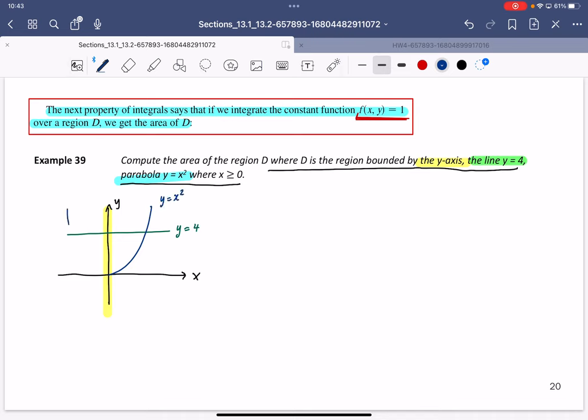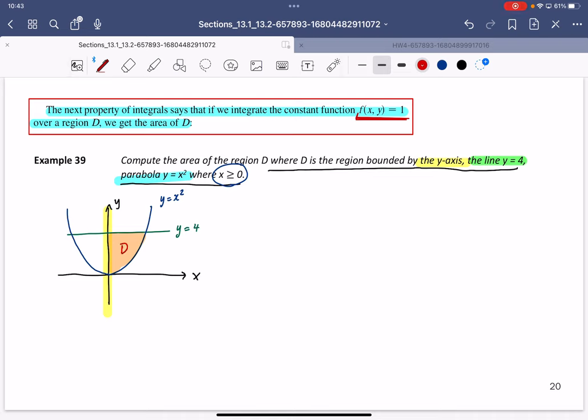Actually, you have y equal to x squared here on both sides, but the question says you only want x greater than or equal to 0. So actually, the region that you want is this one. You agree? Okay. This is the region you want. This is the region D.